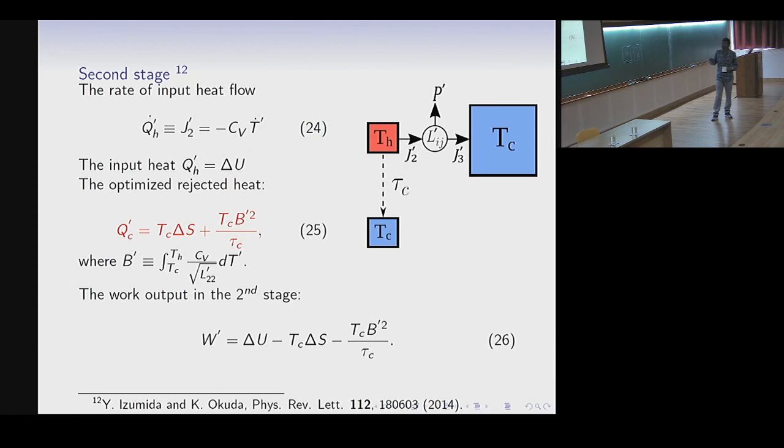Again, the maximum input heat that can be extracted from the finite size hot source equals the change in internal energy, and we get the optimized input heat. Again, we observe that the irreversible entropy production is inversely proportional to the time duration of the process. We calculate the work output in the second stage.